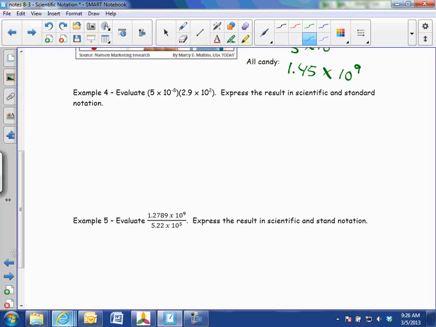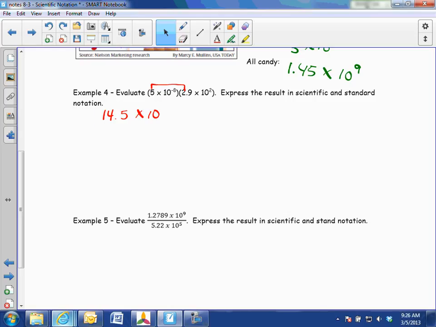Example 4 says evaluate this thing. Express the result in scientific and in standard notation. So there's 2 answers, one in scientific and one in standard. What we're going to do first is multiply the regular numbers on the outside. So what is 5 times 2.9? 14.5. And then we're going to say times 10 to the... and remember when we're multiplying, I should probably do something.